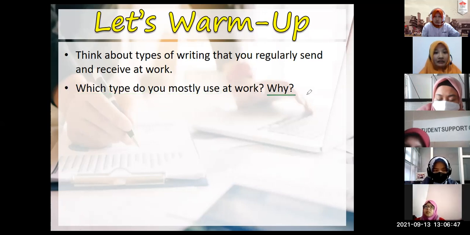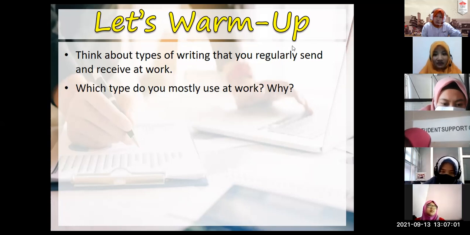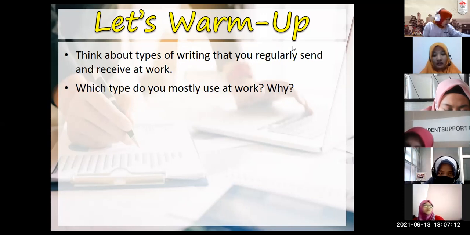For example, Miss, I mostly use memo because, like that. Or, Miss, I mostly use email because, like that. Give me a reason. All right, so who wants to share the answer first? Which type do you mostly use in the office?